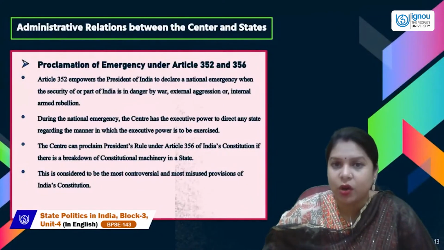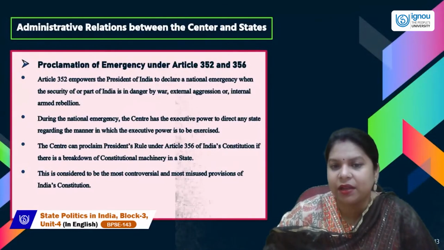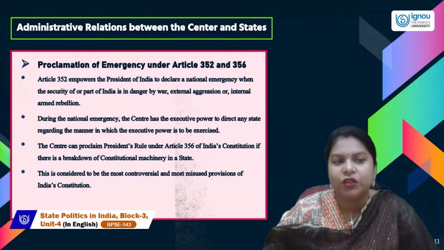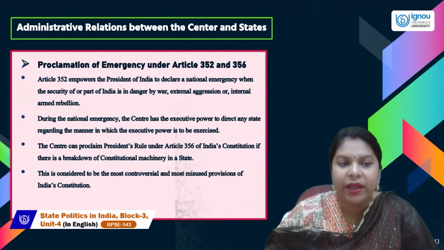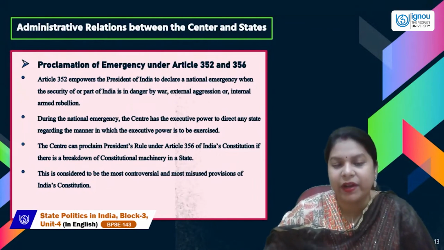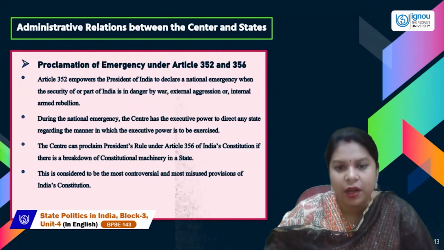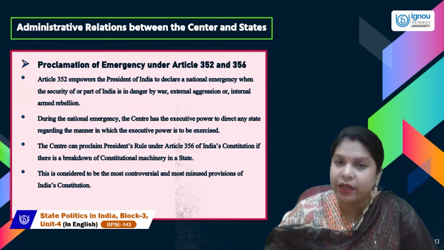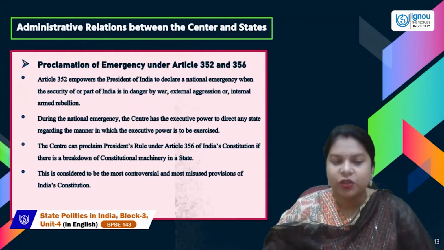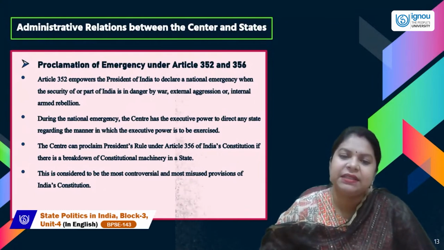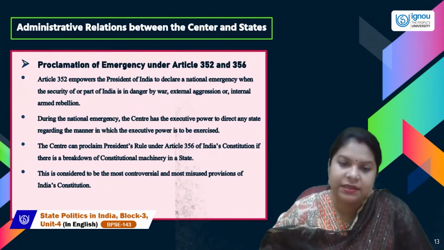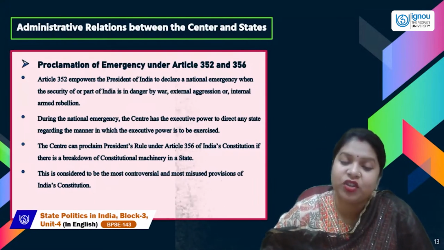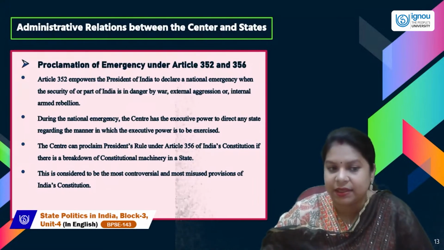Now, let's talk about the proclamation of emergency under Articles 352 and 356. Article 352 empowers the President of India to declare a national emergency when the security of India or any part of India is in danger by war, external aggression, or internal armed rebellion. So during the national emergency, the center has the executive power to direct any state regarding the manner in which the executive power is to be exercised.